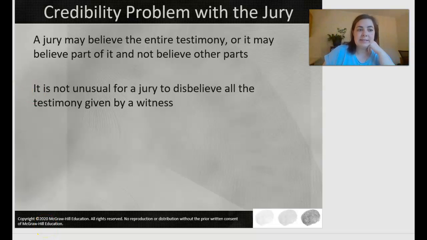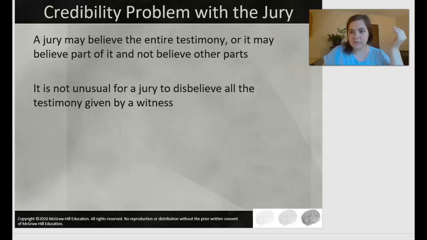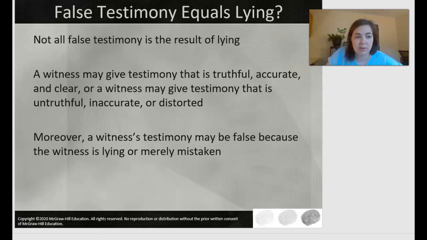So Chapter 6 is focused entirely on impeachment and credibility. First things first, a prosecutor or defense attorney can present a witness to the jury, and the jury can choose to believe all of that witness's testimony, parts of that witness's testimony, or none of the testimony of that witness. In fact, it is not at all unusual for a jury to disbelieve all of a witness's given testimony.